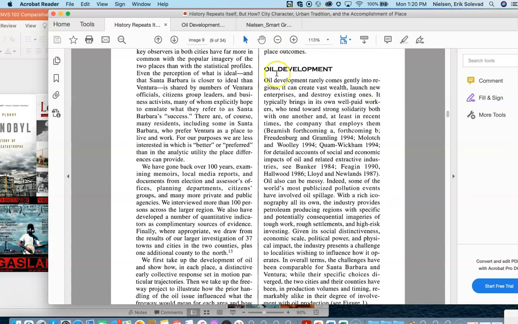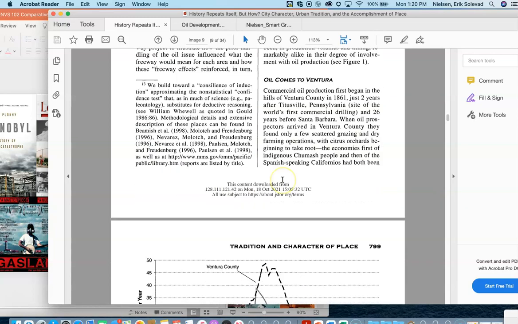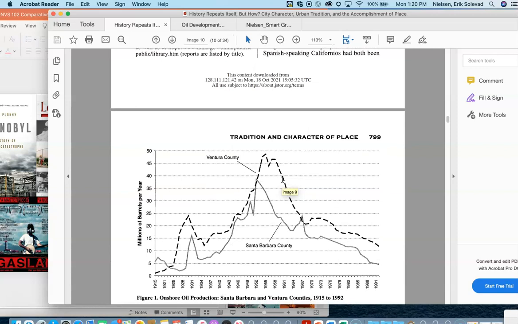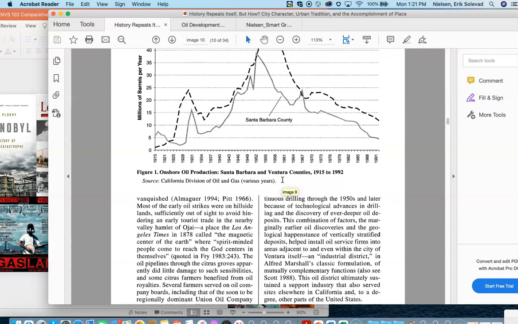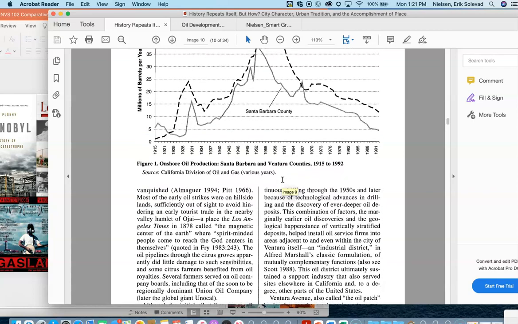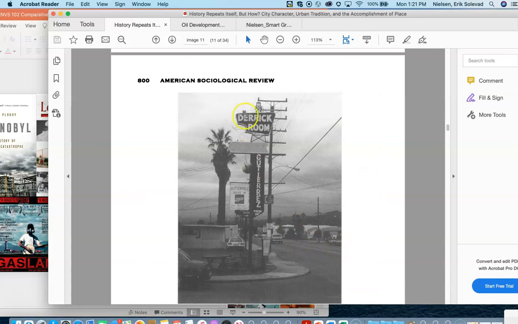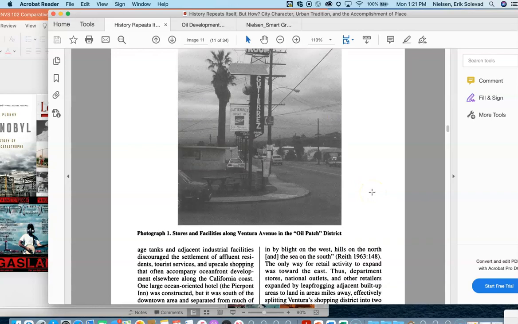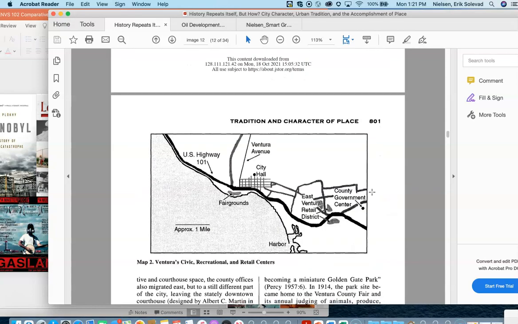And then they get to the key part of their research, which is on oil development, and they talk about the differences between Santa Barbara and Ventura County, and how the oil industry tended to move over to Ventura County. You have the Derrick Room, a popular place to go in Ventura, in what was called the oil patch part.